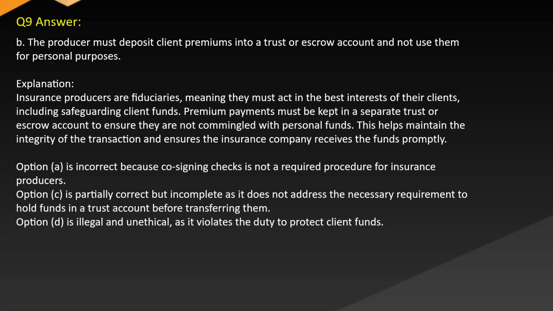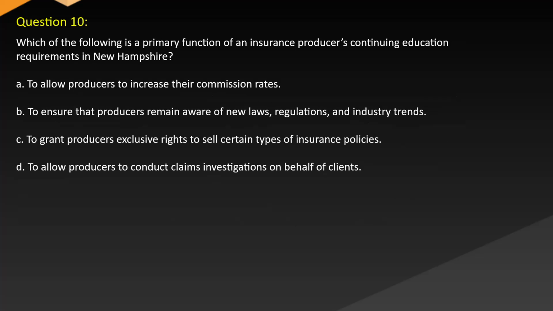Option A is incorrect because co-signing checks is not a required procedure for insurance producers. Option C is partially correct but incomplete as it does not address the necessary requirement to hold funds in a trust account before transferring them. Option D is illegal and unethical as it violates the duty to protect client funds. Question 10. Which of the following is a primary function of an insurance producer's continuing education requirements in New Hampshire?